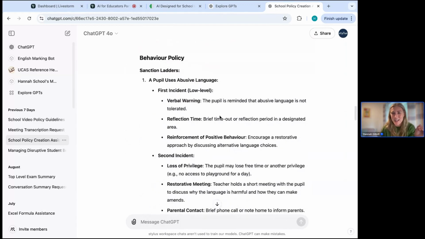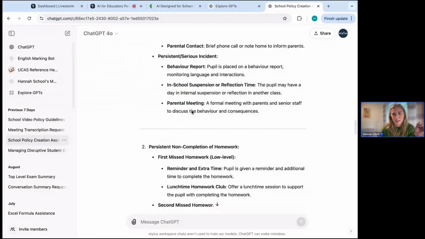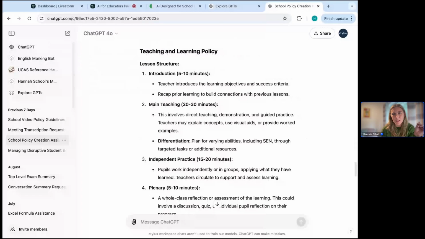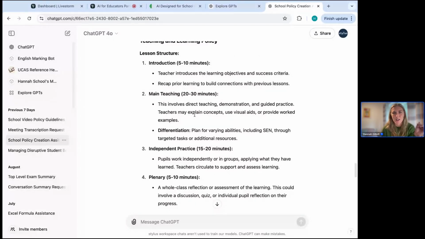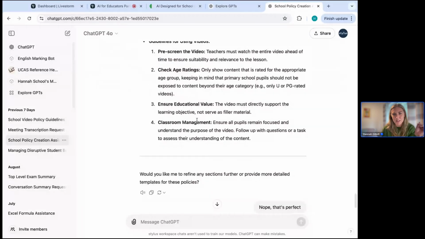And this is actually not bad. As a starting point, rather than me having to sit there and write this from scratch, this would save me a lot of time. So here are some of my sanction ladders built around the things that I asked. Here's my teaching and learning policy. Here's how we structure a lesson in, I think I've called it Hannah School. Here's guidance on using IT and using videos.